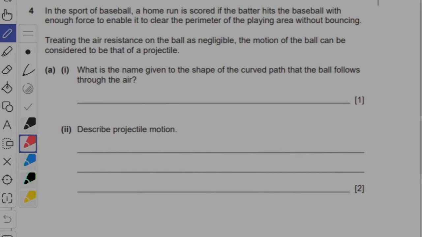Question 4 then. In the sport of baseball, a home run is scored if the batter hits the baseball with enough force to enable it to clear the perimeter of the playing area without bouncing. Treating air resistance on the ball as negligible, the motion of the ball can be considered to be that of a projectile. What is the name given to the shape of curve path that the ball follows through the air? Okay, so again, this is basic bookwork. We're meant to remember that the shape is parabola, that it's parabolic.